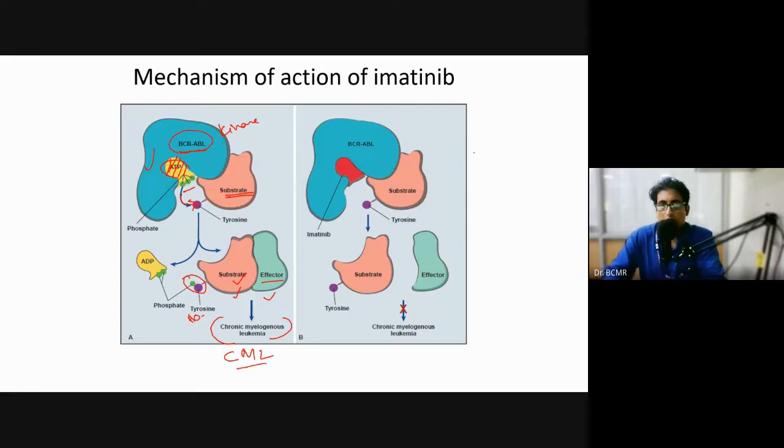So there is a drug called Imatinib. Imatinib is a drug that binds specifically to the ATP binding site here. And if that site is occupied by Imatinib, there will not be any more ATP binding here. Therefore, the substrate will not be phosphorylated. And then the effector, we are blocking the formation of CML, chronic myelogenous leukemia. Okay.